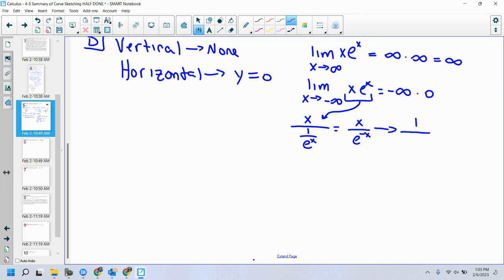And now when I take the derivative of e to the negative x, chain rule, e to the negative x times -1. So it's negative e to the negative x.